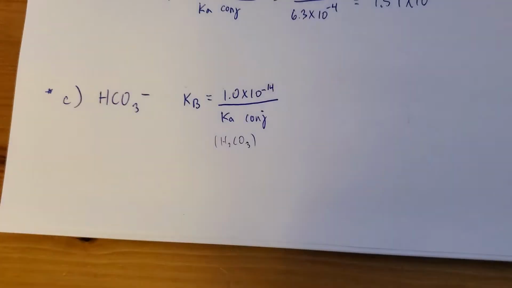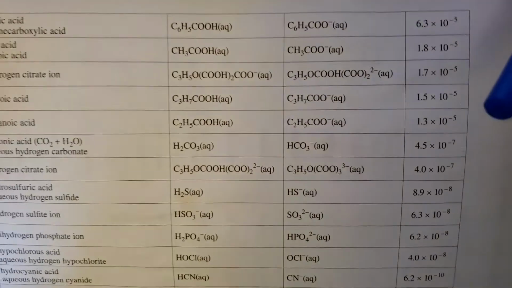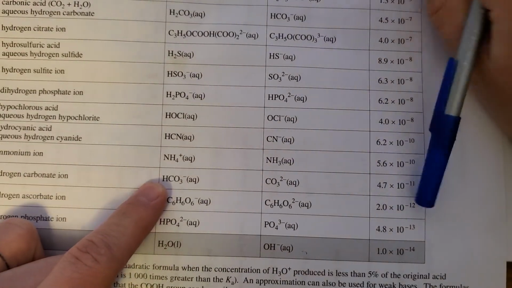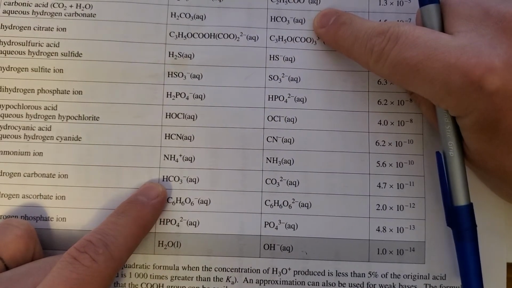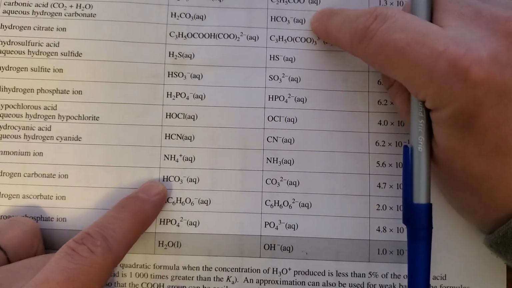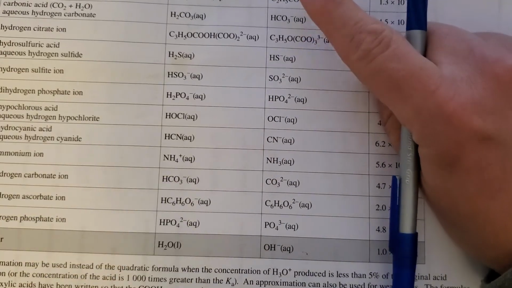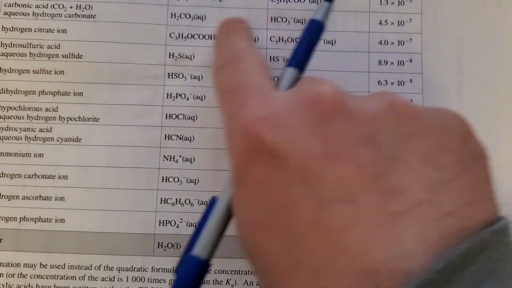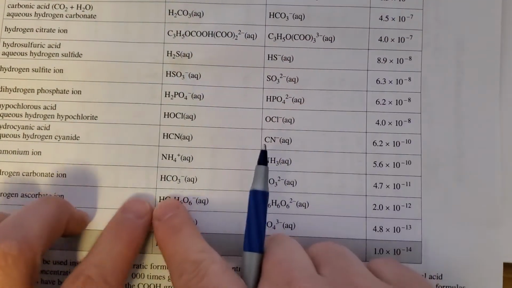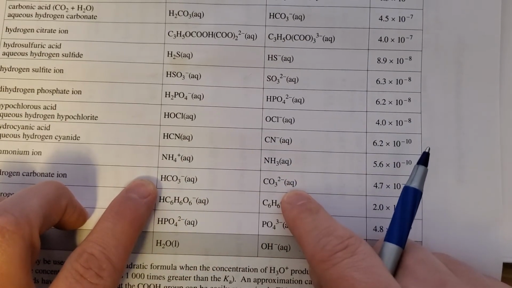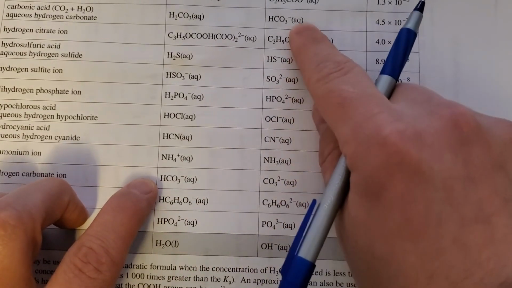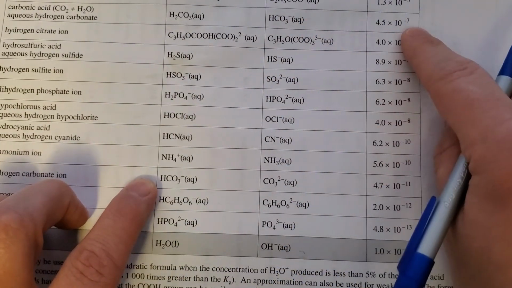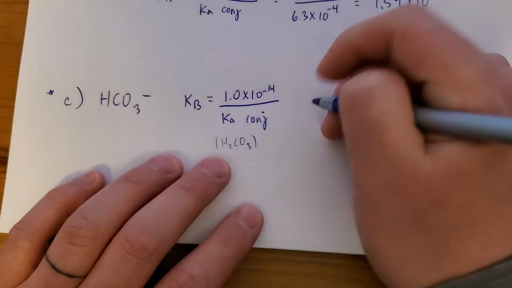Here's the deal. What messes people up is that HCO3 is in two places. Let's try to find them. Here it is, and here it is. Well, if you follow the same procedure as the other examples, you'll use this one, the one in the base column. And that's what you do. You divide by Ka of the conjugate. If you use this one, you're finding Kb of CO3, which is not what I asked you to do. To find Kb of HCO3, just use the row where it's the base, and you can't go wrong. 4.5 times 10 to the negative 7.